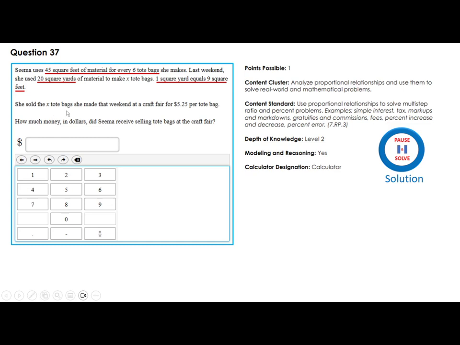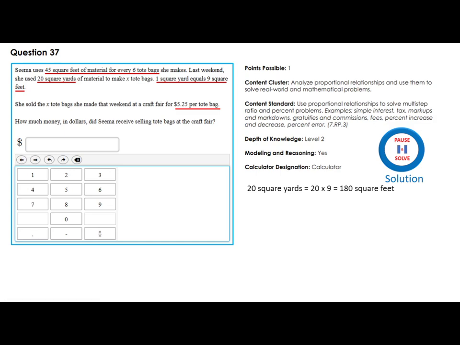She sold the X tote bags she made that weekend at a craft fair for $5.25 per tote bag. That's good information that we have. How much money in dollars did Seema receive selling tote bags at the craft fair? Okay, so let's see what we do here. We have 20 square yards. We need to know how much is that in square feet. So 20 square yards times 9 is 180 square feet.